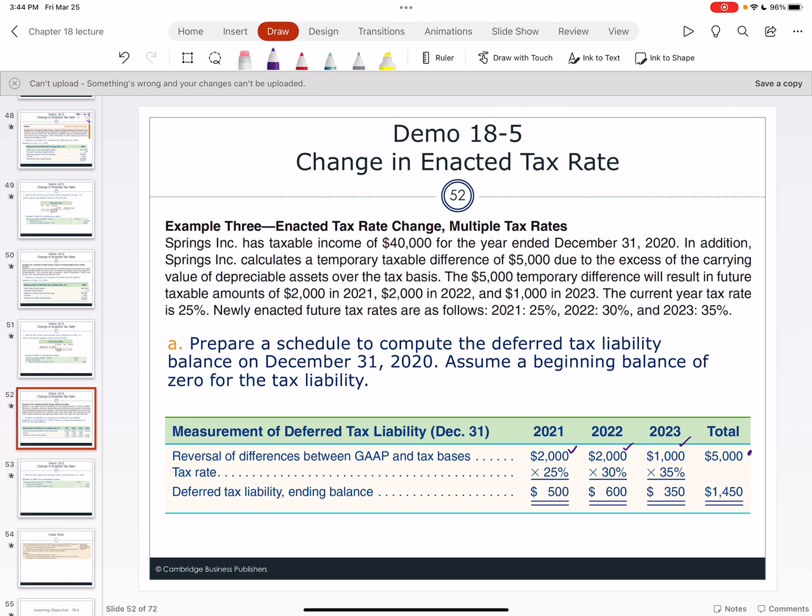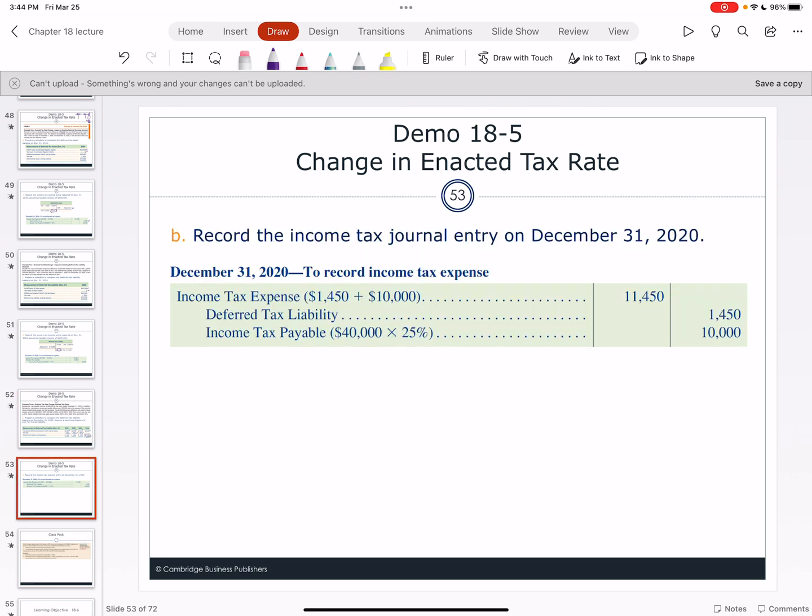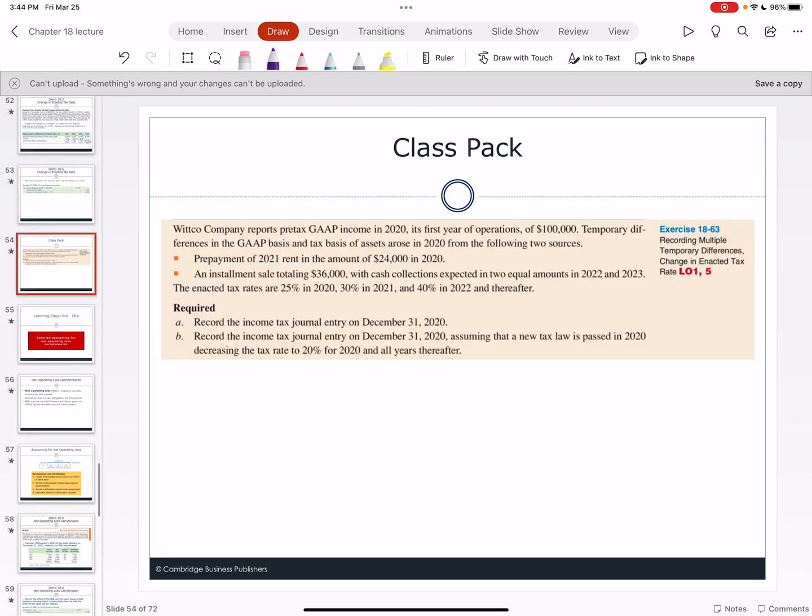What do we mean by reverse? We mean, for example, as our tax bases and our GAAP bases in equipment gets closer together, you end up using some of those DTLs that you had recorded. So they've given us the fact that we've got these different reversals coming up. They give us the different rates. We apply them to come up with what our total DTL balance should be. And again, we record it as normal. If you want to practice this on the class pack, I'm not including it in the video because I feel like it's pretty straightforward, but the answer to the class pack is on TCU Online.